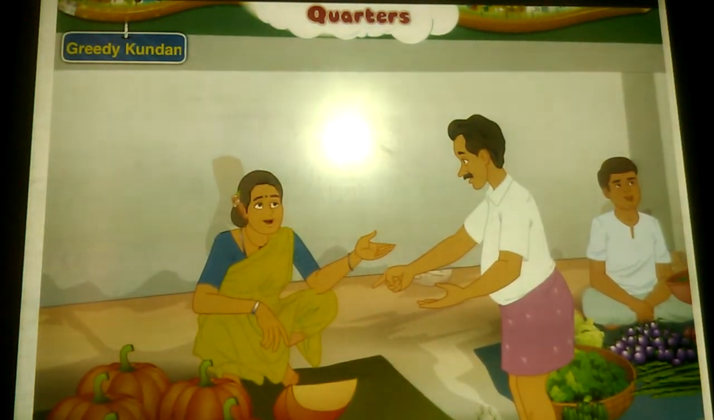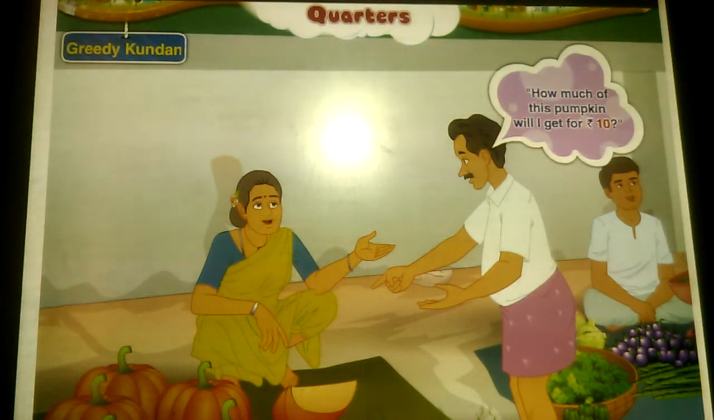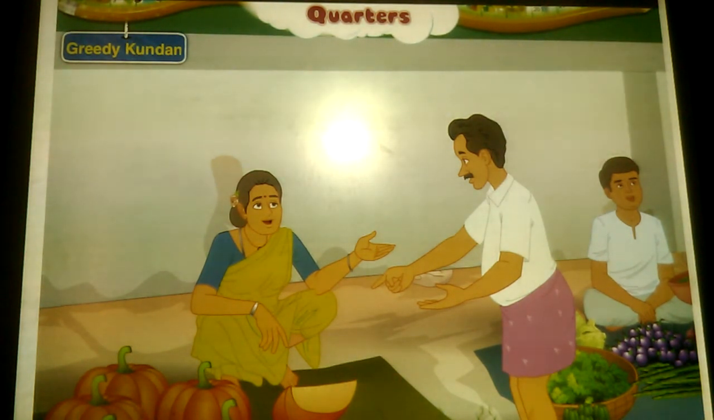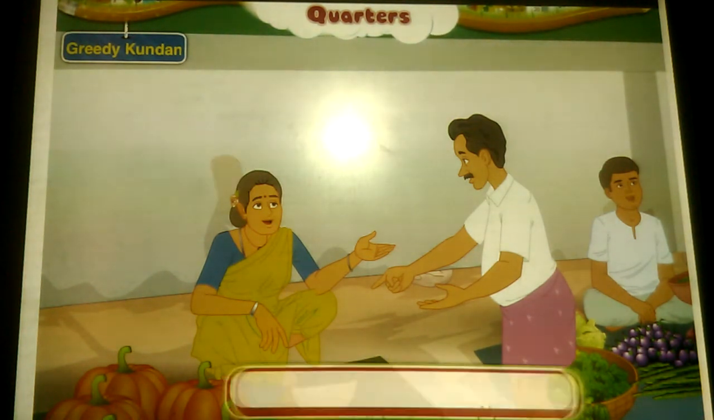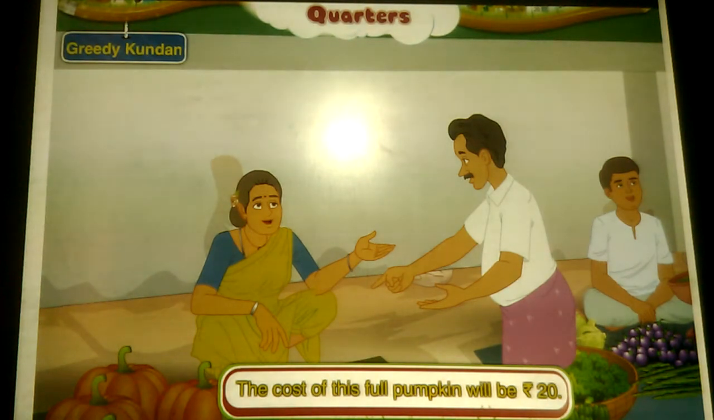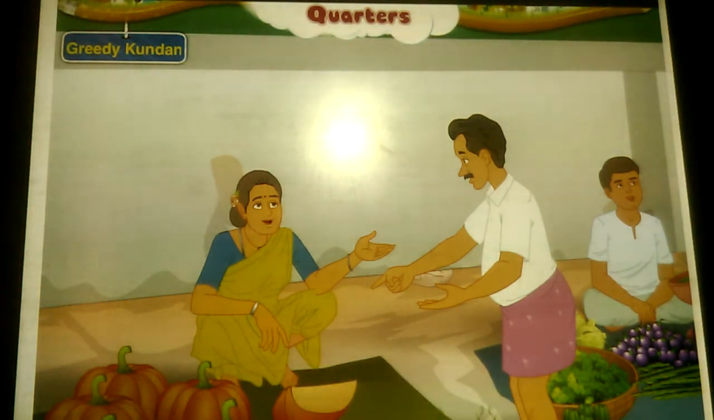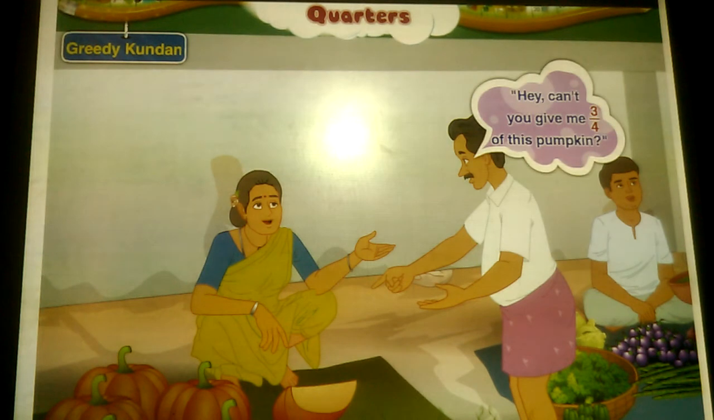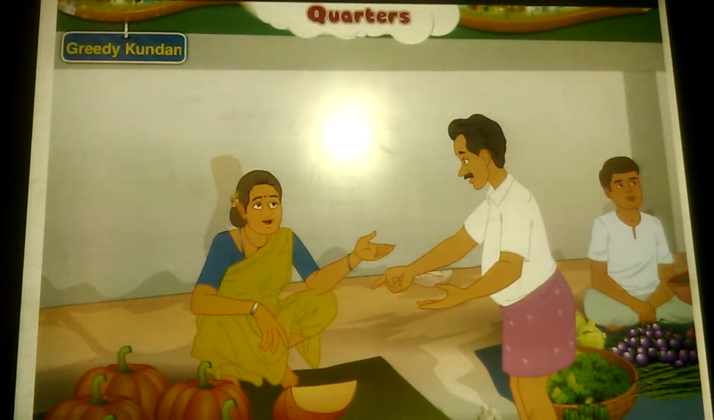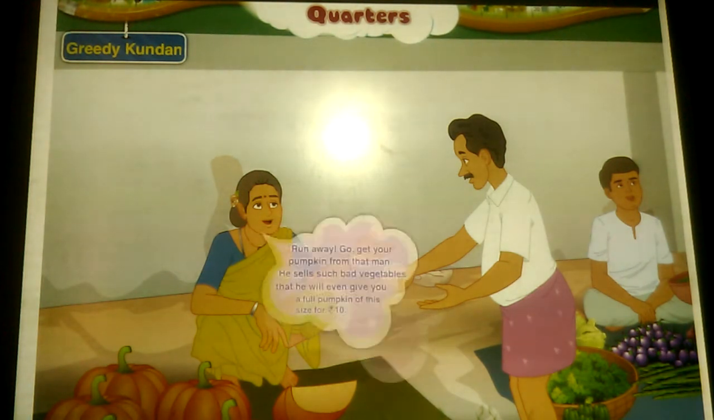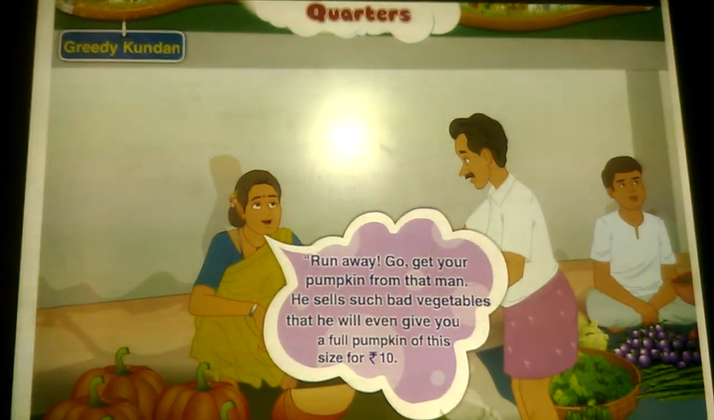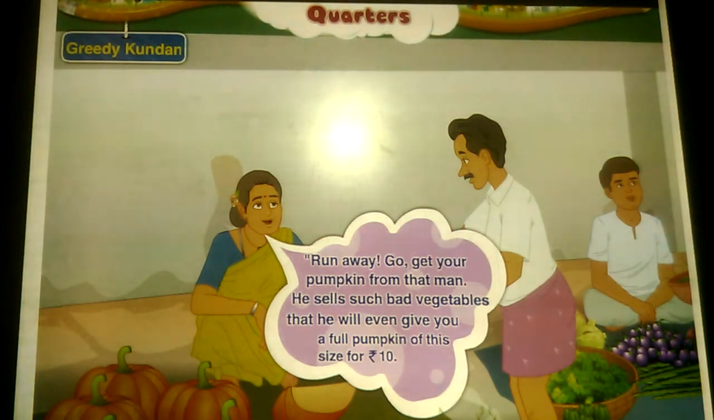Kundan asks, "How much of this pumpkin will I get for rupees 10?" The second pumpkin seller says, "Half. The cost of this full pumpkin will be rupees 20." Kundan says, "Hey, can't you give me 3/4 of this pumpkin?" The second pumpkin seller says, "Run away. Go get your pumpkin from that man. He sells such bad vegetables that he will even give you a full pumpkin of this size for rupees 10."